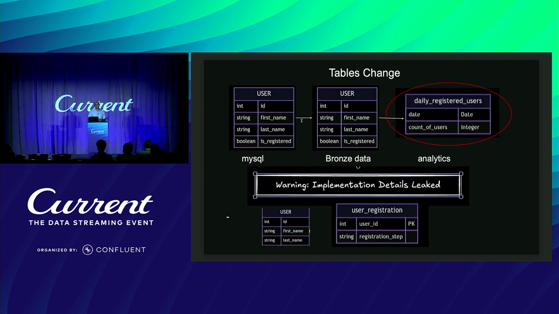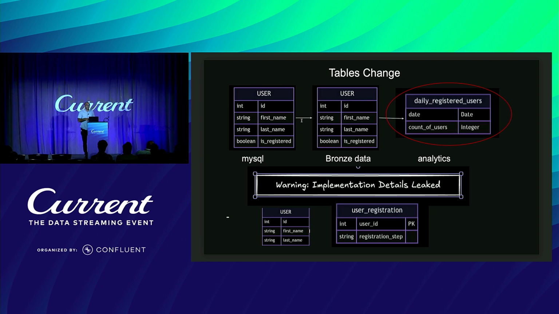So a quick, toy example: here's your user table in your MySQL, which lands as is in your landing zone, bronze data, then gets transformed, looking at that is_registered flag, to generate a daily registered users data set. But what you notice is that service teams are thinking about their MySQL and not really thinking about what happens to the data after it goes into this offline world, right? Because this is a couple of degrees away from them. Somebody else is potentially transforming this.